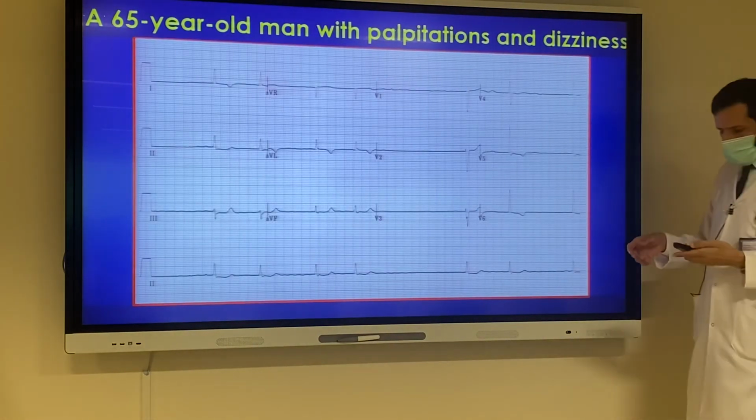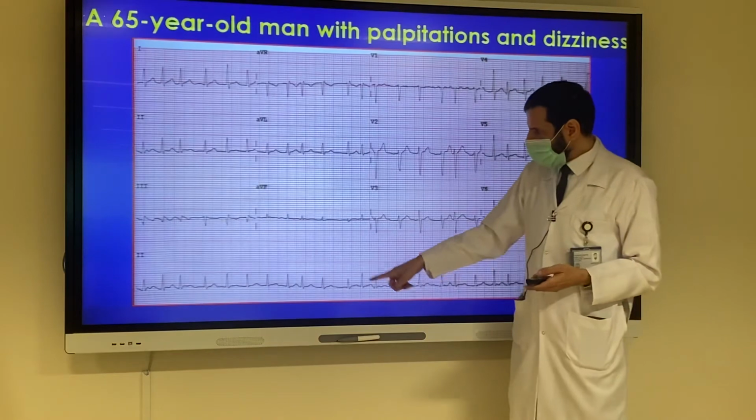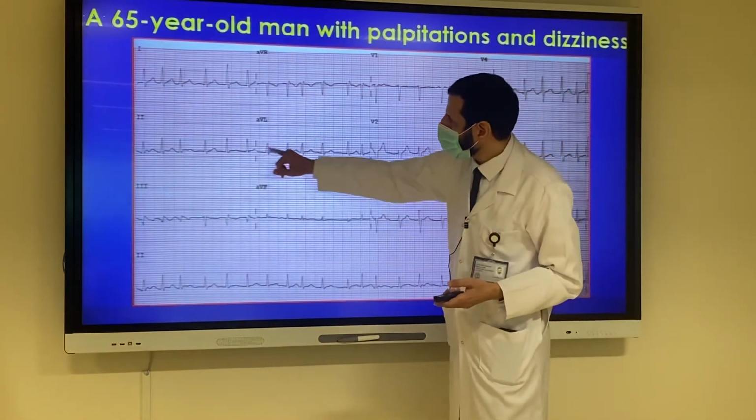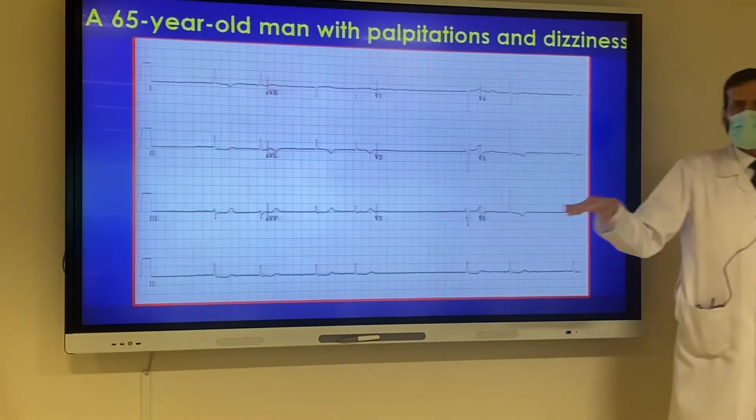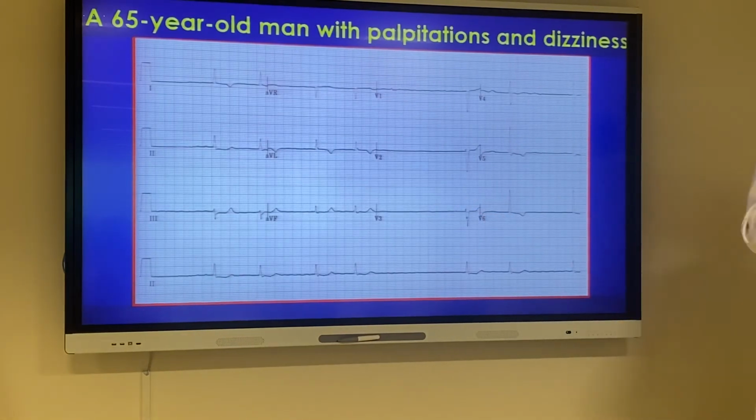And by the way, some people call this one coarse atrial fibrillation. If you see the baseline, there is some activity, right? And the other one is a flat line. It's called fine atrial fibrillation. You don't see that activity, there is no activity at all. Both do not mean anything. They are both atrial fibrillation.